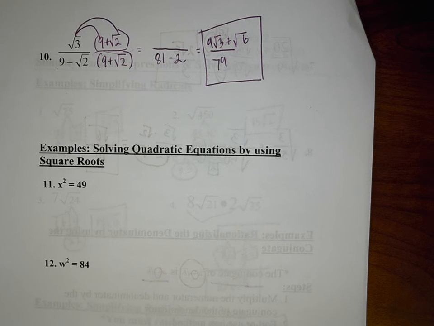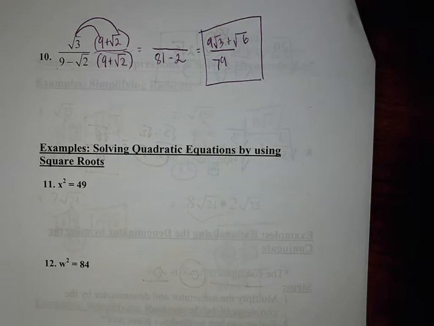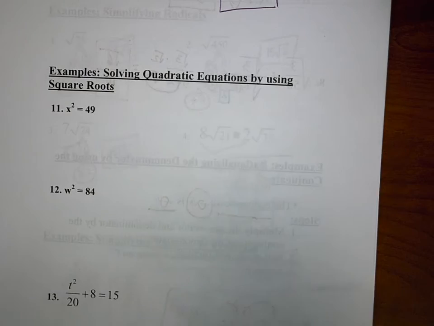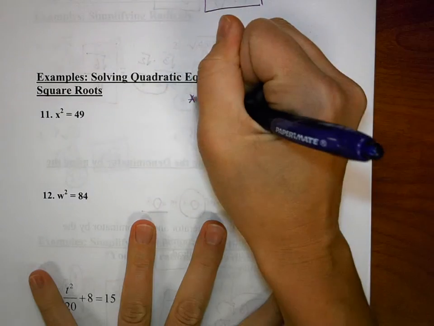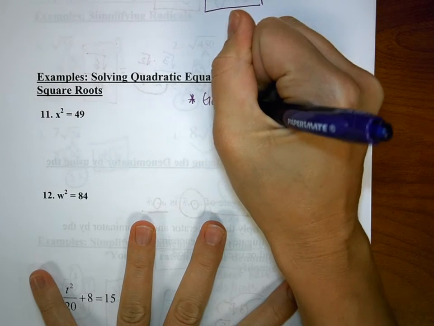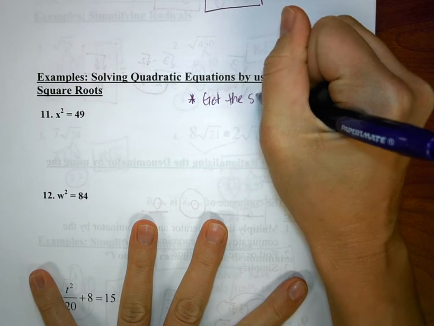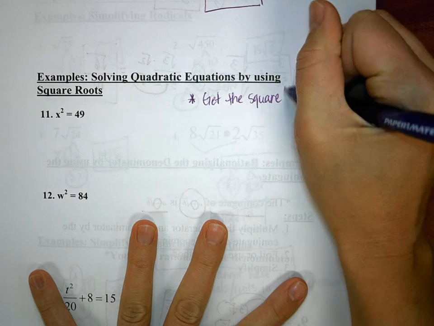All right, next one. It says examples solving quadratic equations by using square roots. One thing that you need to remember is that when you're solving using square roots, anytime you make a square root, your answer will always be plus or minus. I'm going to show you 2 ways of solving this one. Okay, so the first thing you want to do, here's a couple steps, is get the square by itself.